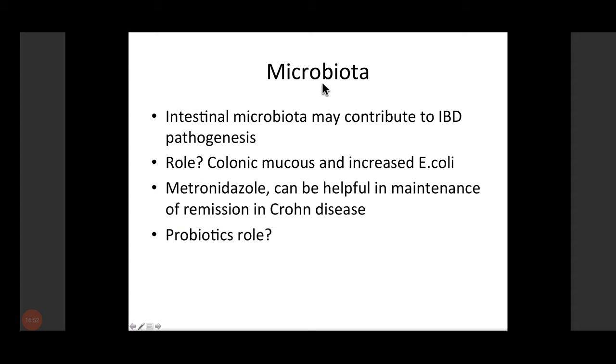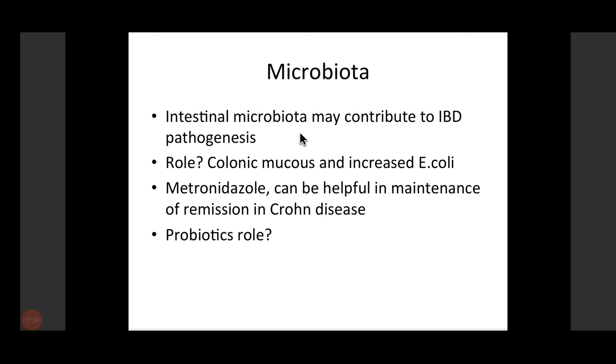Now, what is the role of the microbiota? The intestinal microbiota can contribute to IBD pathogenesis. How? Now, the colonic mucosa has actually 2 layers of mucin. An outer luminal layer, which is more loosely adherent, and an inner tightly adherent thicker mucus layer, which is adherent to the epithelium. Now, these layers also have the normal healthy microbiota.